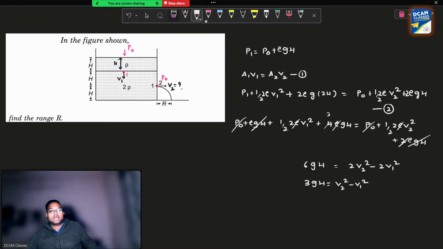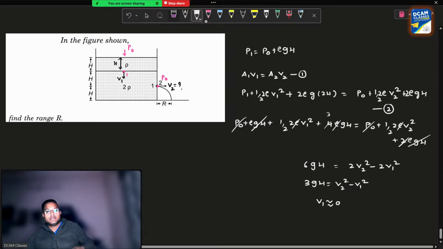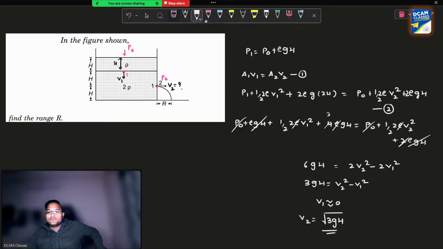Now, because V1 is actually very less, V1 we have approximated to be 0 because its area is very large. So I can write V2 is equal to root 3GH. So the actual velocity that Diva you were saying was root 2GH is actually root 3GH. Or you can do it the other way also.